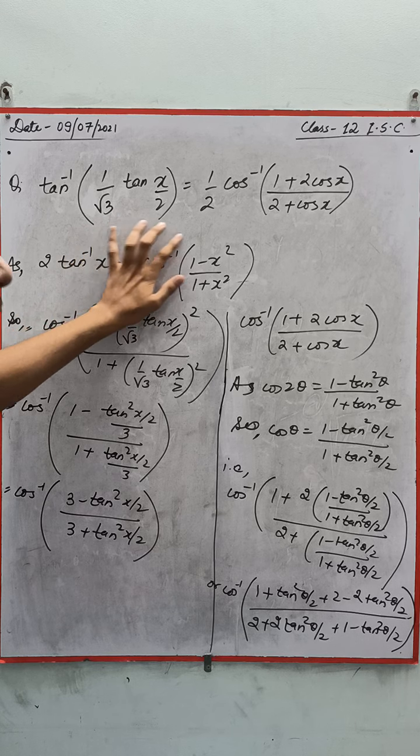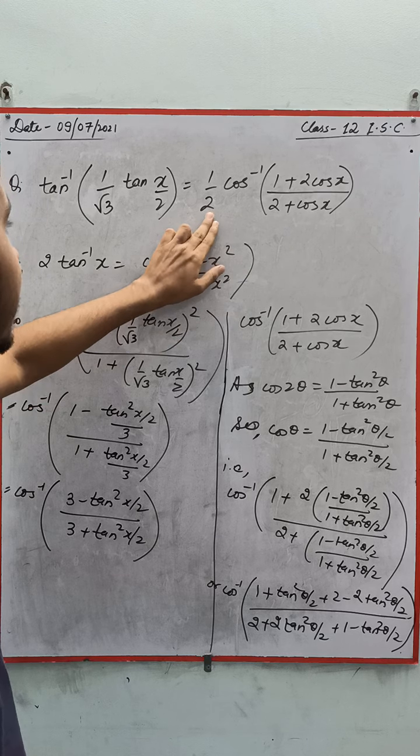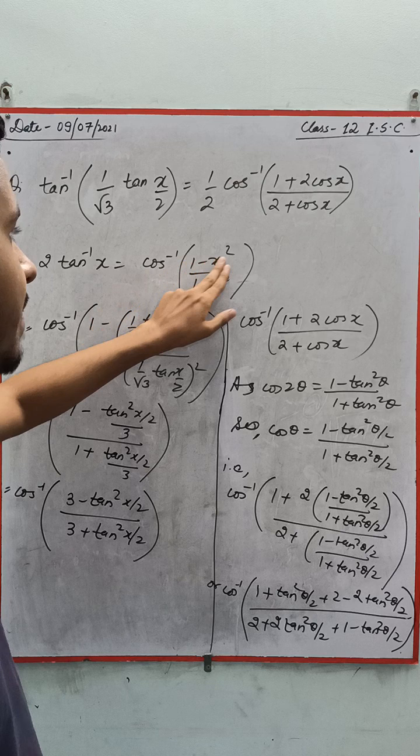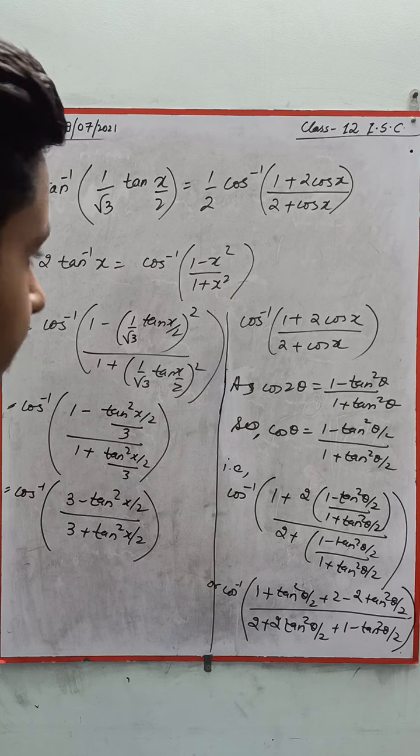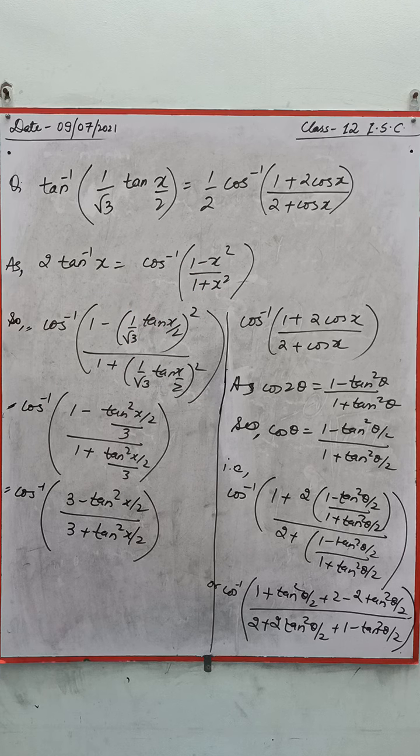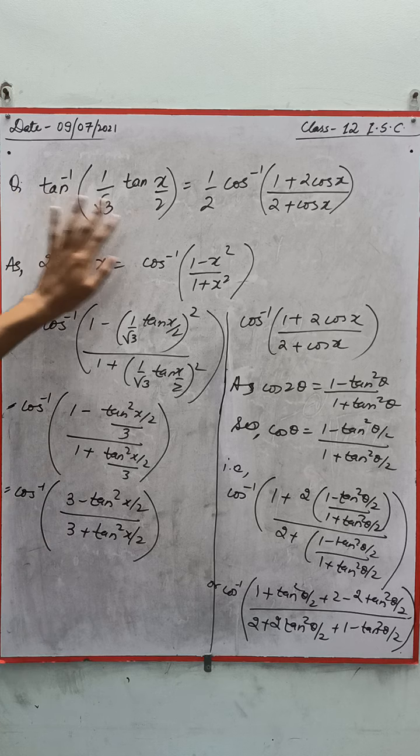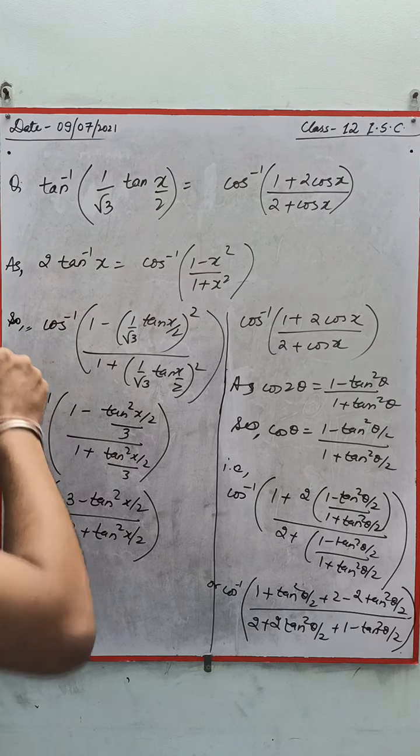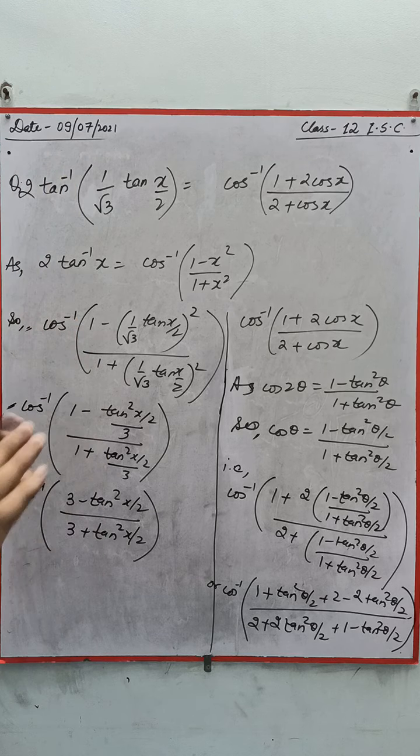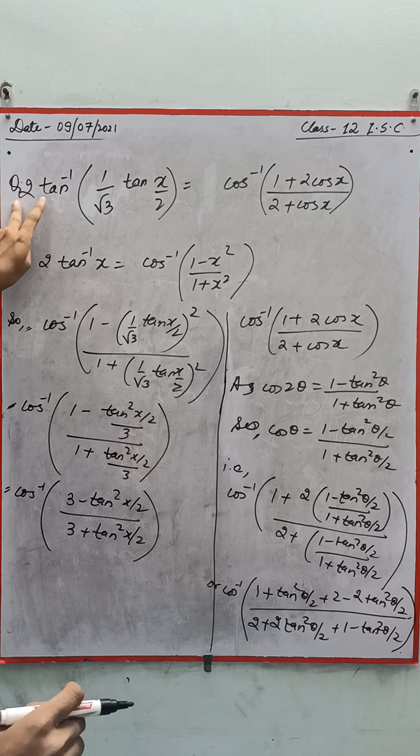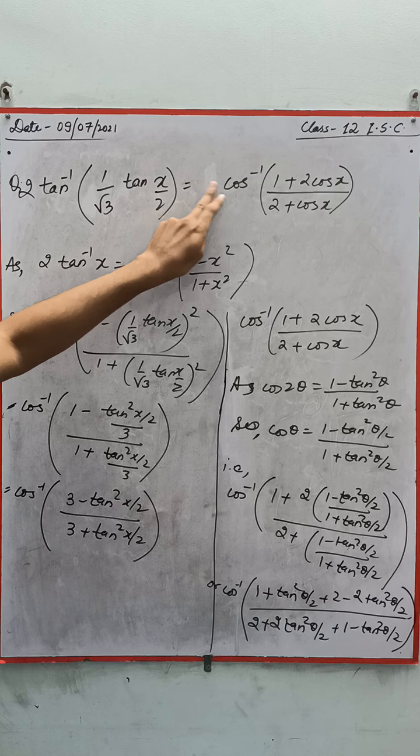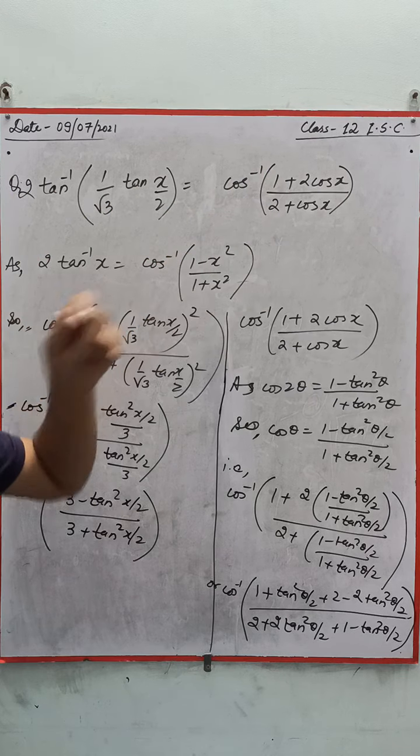First of all, I have manipulated the proof as I've taken this to this side, so it will be 2 tan inverse x is equal to cos inverse 1 minus x square upon 1 plus x square. I hope up to here you can understand that. No, sorry, this is the identity actually. I've taken this 2 here and I'm manipulating the proof as now I need to prove 2 tan inverse 1 upon root 3 tan x upon 2 equal to cos inverse this whole.